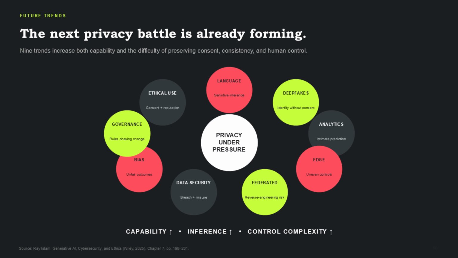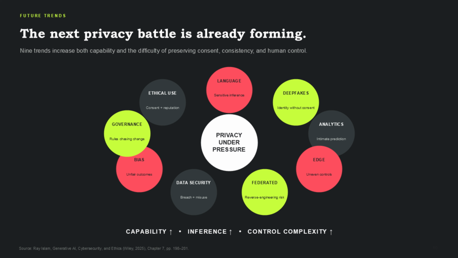Edge computing may improve privacy by processing data locally, but it also makes consistent controls harder across many devices. Federated learning keeps raw data decentralized, yet aggregated updates may still be vulnerable to reverse engineering. At the same time, enormous datasets continue to create breach and misuse risk. Bias can turn privacy failures into unfair outcomes in policing, credit, or hiring. Governance faces the challenge of protecting people, while technology moves faster than regulation. And ethical use keeps bringing us back to consent, reputation, and human rights.